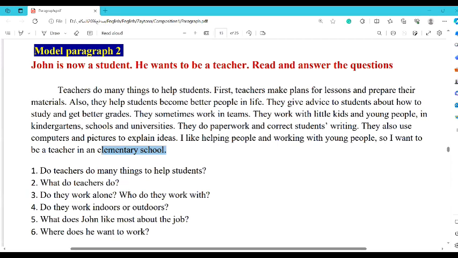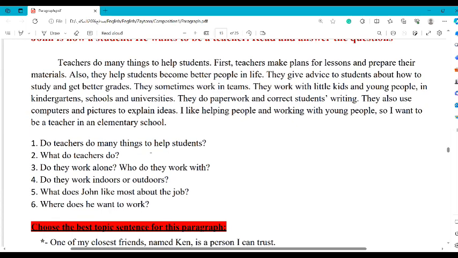Let's do these questions. They are easy. Let's do it fast. Do teachers do many things to help students? Can you answer this question? Yes, go ahead, please. Teachers do many things to help students. Okay, this is correct. But when I ask by starting with an auxiliary verb, I need answers like yes or no, right? You can say, for example, yes, they do many things to help students. Okay? Question number two.